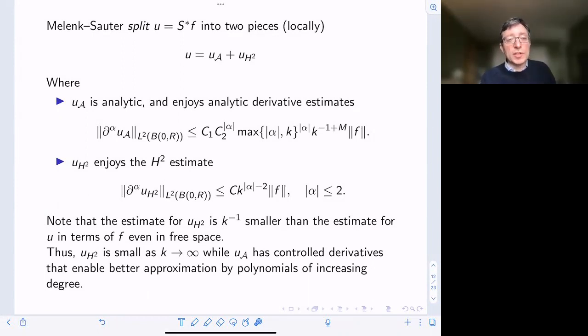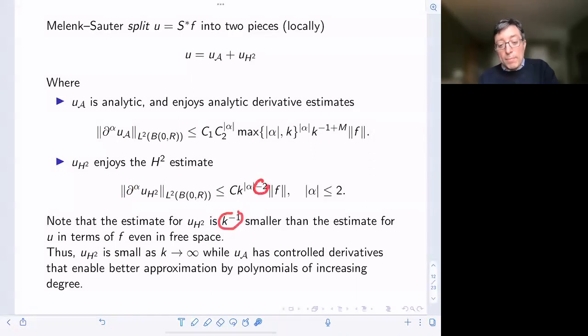But what's already interesting is what L2 estimate it satisfies. So forget about these derivatives for a moment. Take alpha equals 0. This says that the L2 norm of this piece goes like k to the minus 2 times the L2 norm of f. Now, if you're familiar with resolvent estimates in scattering theory, you might know that the best I could really hope for as an estimate on u itself, my overall function, would be k inverse. That's already what's true in flat Euclidean space. You're never going to get a better estimate of u in terms of f than k inverse.